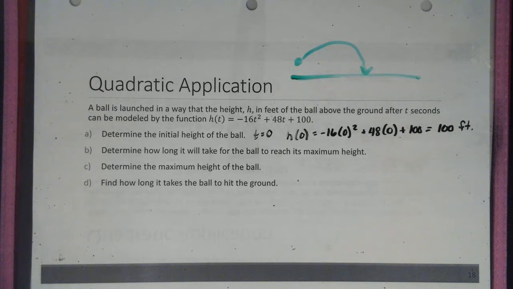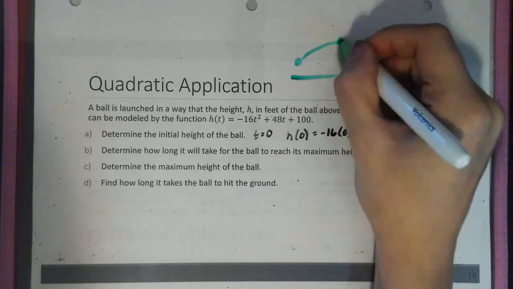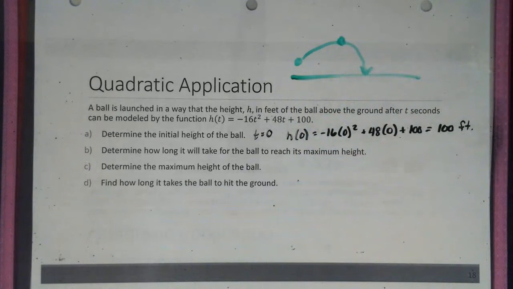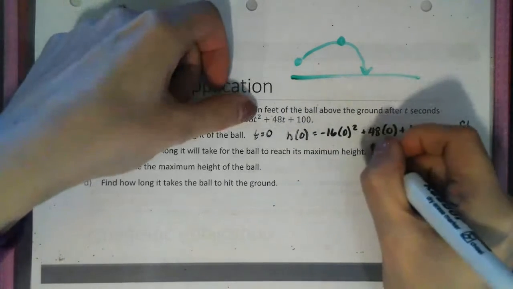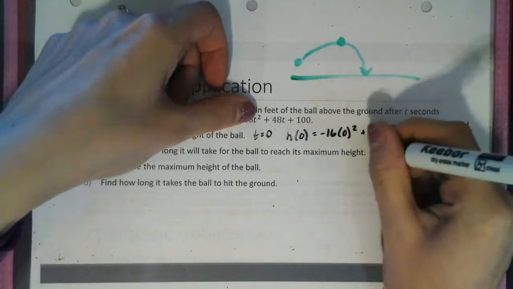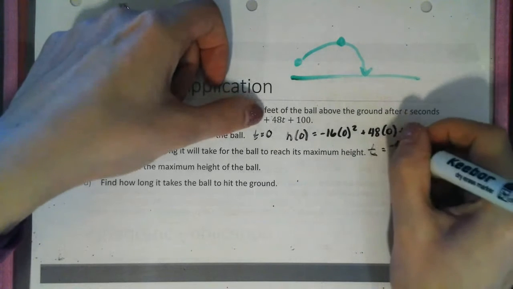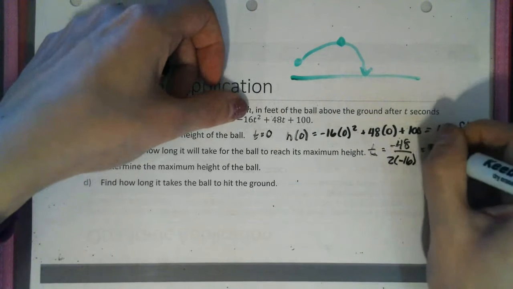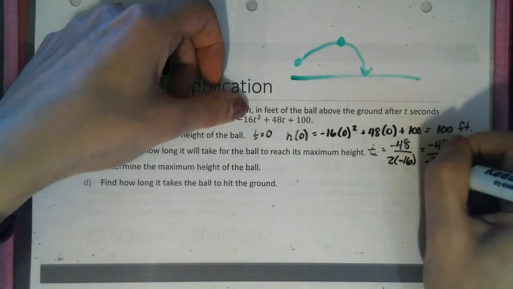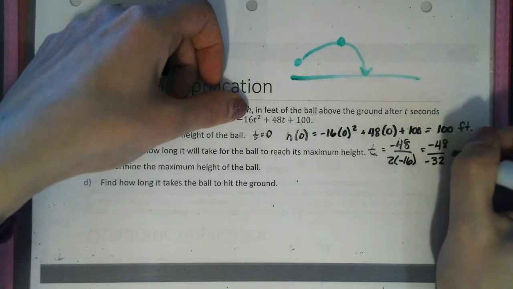Next up, we want to determine how long it will take for the ball to reach its maximum height. Well, on the picture, where does the maximum height happen? Right about there, which is the vertex. So we need to find the vertex of this guy. To find the vertex, we use negative b over 2a. Usually we say x equals, but we have t in that place. So we will have t is equal to negative 48 over 2 times negative 16. And negative 48 divided by negative 32 is equal to 1.5.